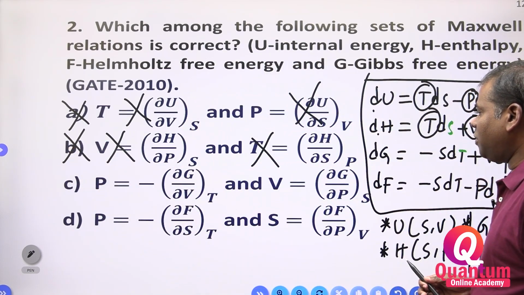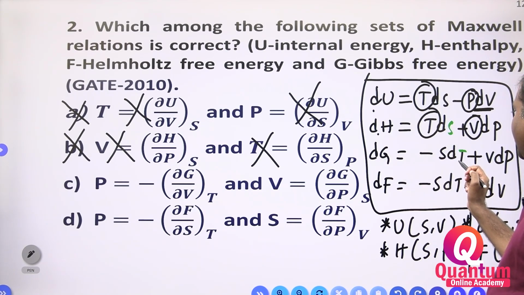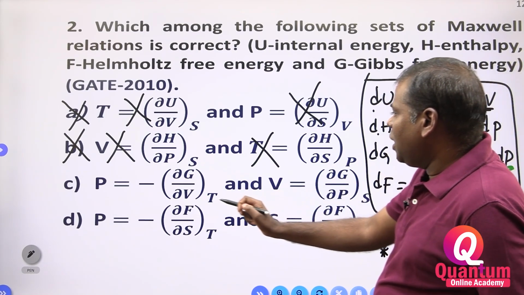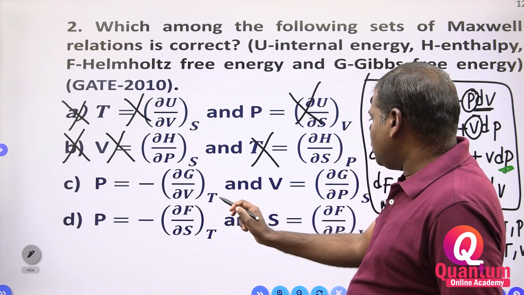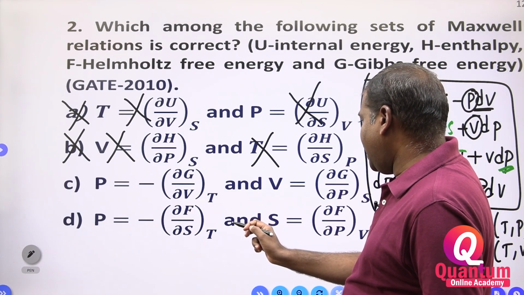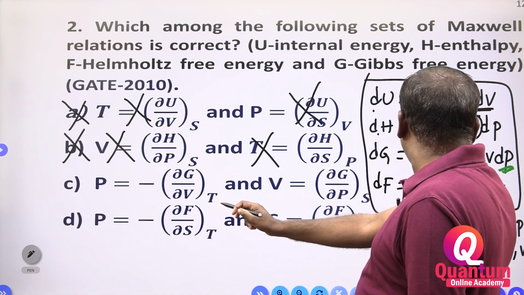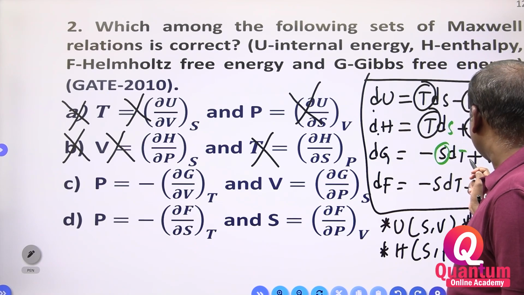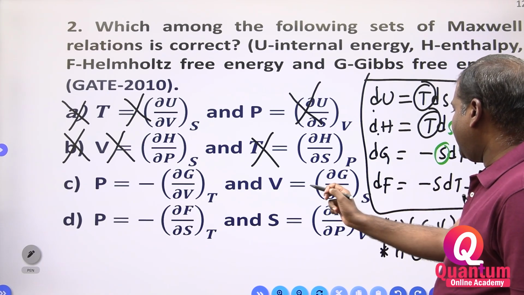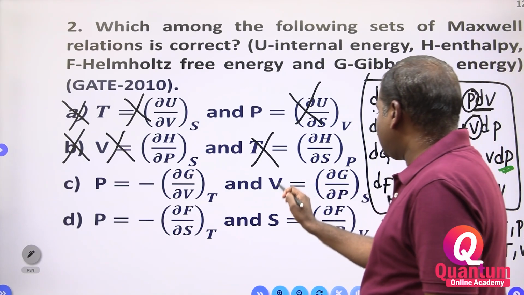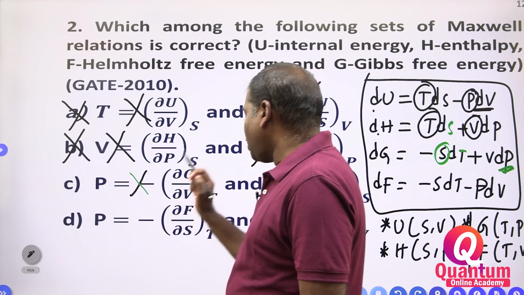Now we will see the Gibbs function. Dou G by dou T at constant pressure is equal to S. Here they have written dou G by dou V, but dou T is not there. Dou G by dou P at constant S is given. This option is not correct either.